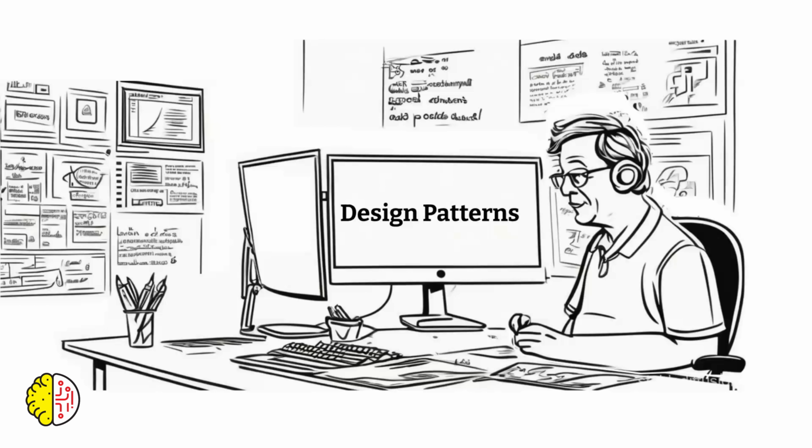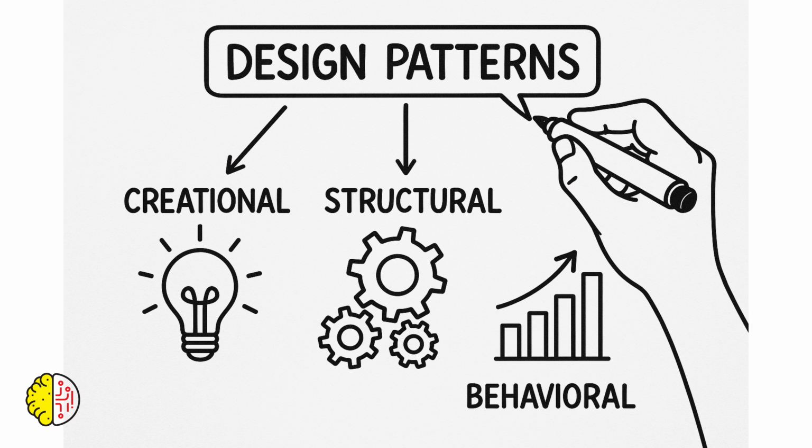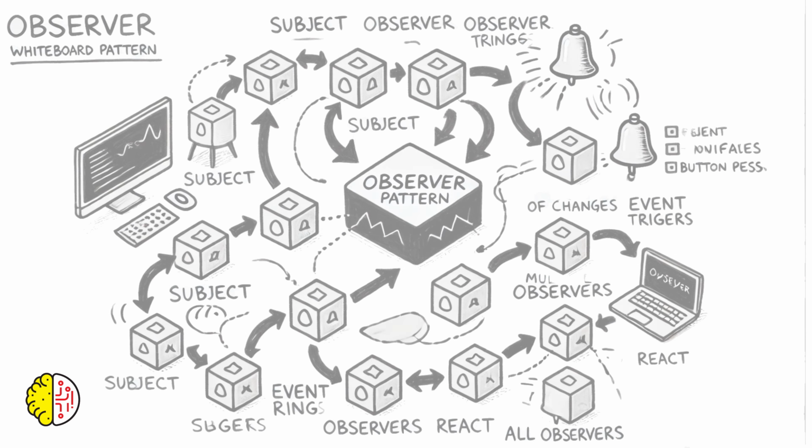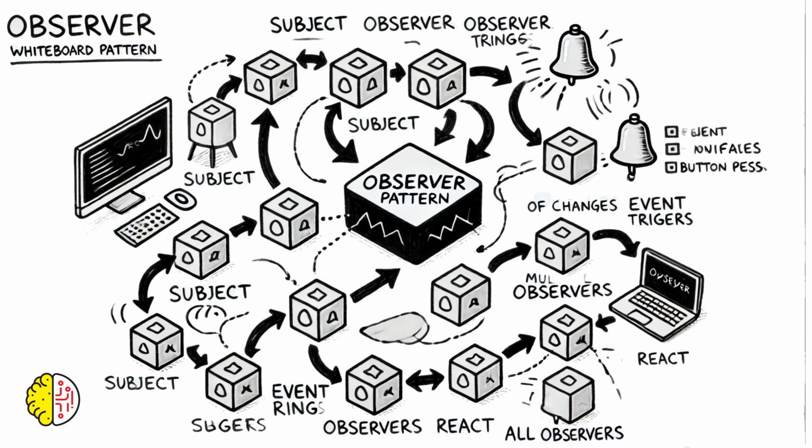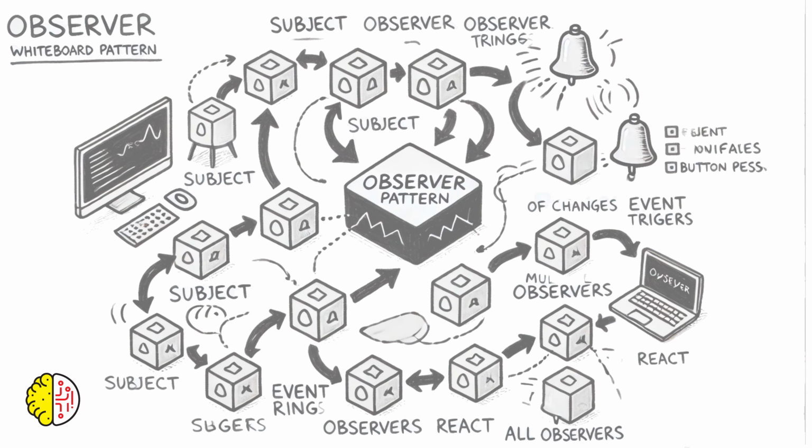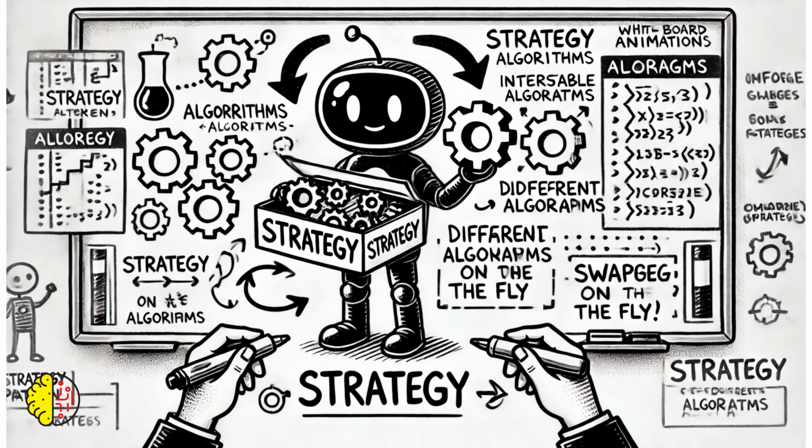Design patterns fall into three major categories. 1. Behavioral design patterns. These patterns focus on how objects interact and communicate with each other. They help in assigning responsibilities efficiently, making your code more flexible and maintainable. Examples of behavioral patterns are observer and strategy. Observer pattern is used for event handling, for example, when one object needs to notify others about a change. Strategy pattern enables swapping algorithms on the fly without modifying existing code.